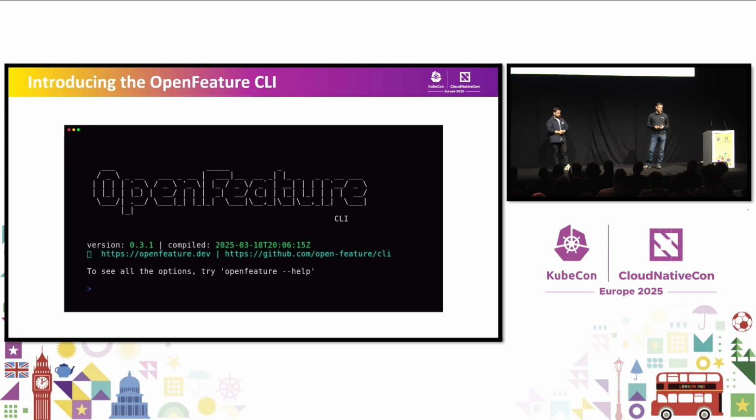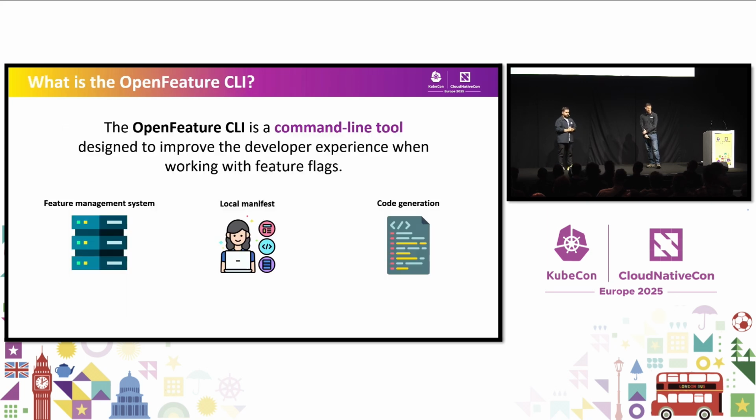This is a brand new initiative. We just started the SIG probably 3 months ago or so, so it's something we're meeting weekly. We're actively developing this stuff, and I think it's going to be the obvious way to start interacting with feature flags in the future. The OpenFeature CLI is a command line tool.